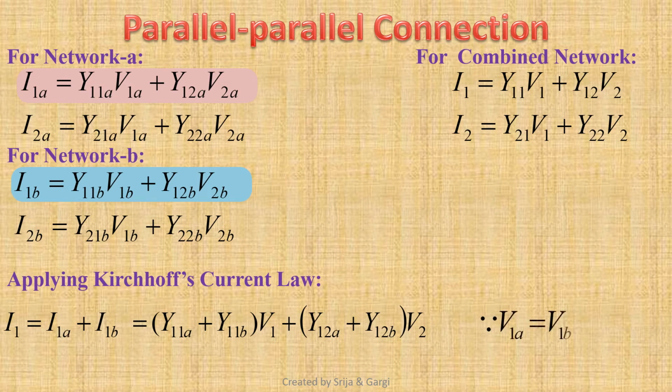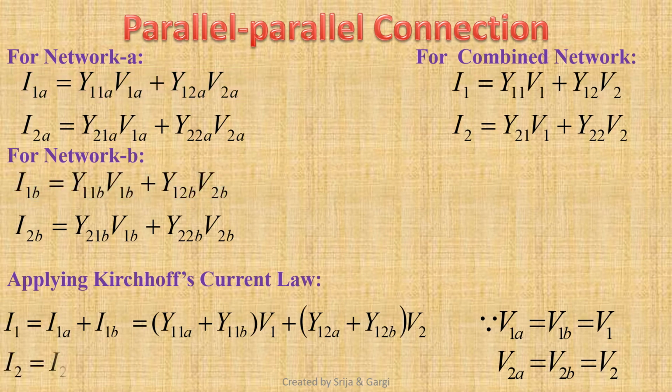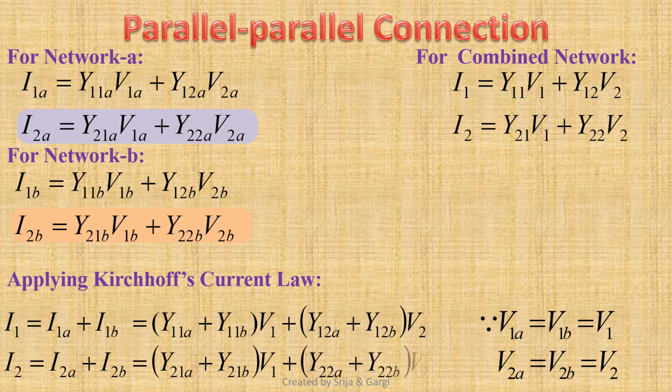Because for parallelly connected input ports, V1A equals V1B equals V1, and for parallelly connected output ports, V2A equals V2B equals V2. Applying Kirchhoff's current law at the output ports, we can write I2 equals I2A plus I2B. Using the expressions of I2A and I2B, we get (Y21A plus Y21B) times V1 plus (Y22A plus Y22B) times V2.